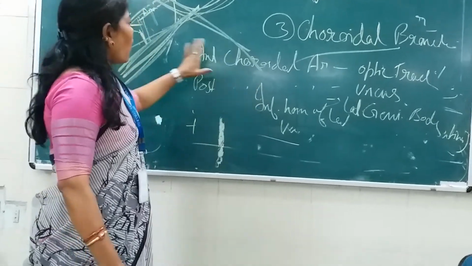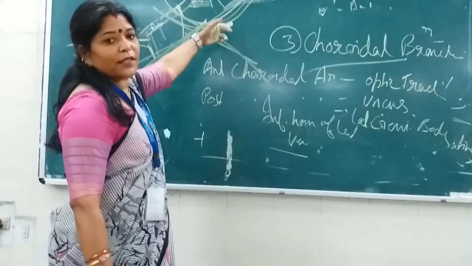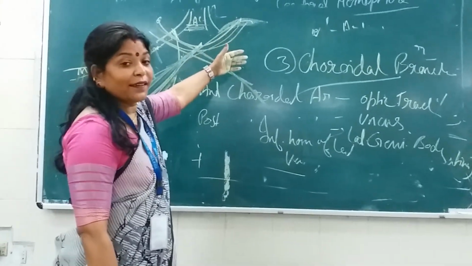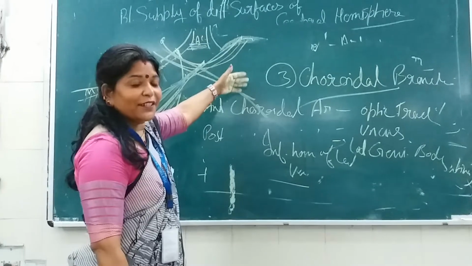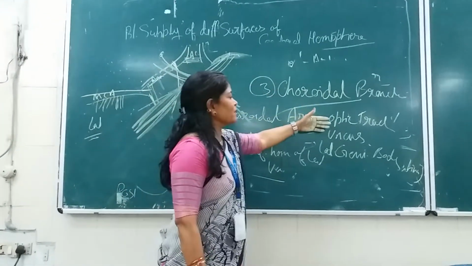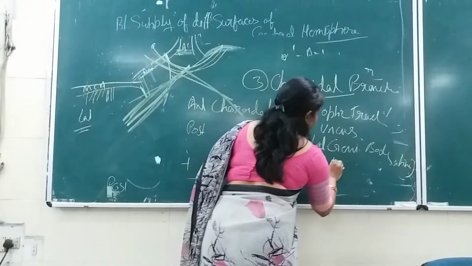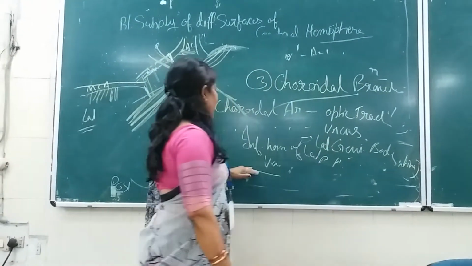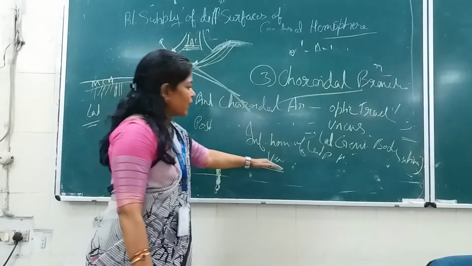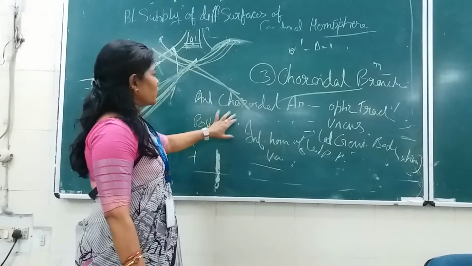So on its way, the anterior choroidal artery is a branch of which artery? Internal carotid, yes, very good. It will supply these structures: the optic tract, uncus, parahippocampal gyrus also, and the geniculate bodies. Ultimately it will go to the inferior horn, supply there, and anastomose with the posterior choroidal artery.